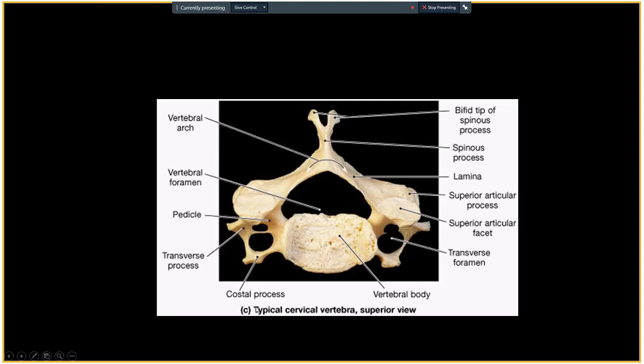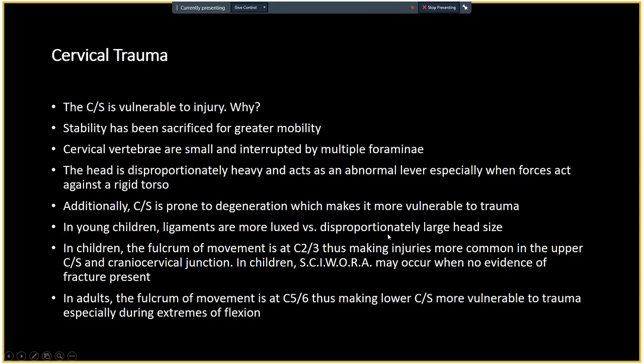Another thing to understand is that apart from a large neurological structure, the spinal cord, which is usually largest in this region, you also have the foramina transversaria that transmit the vertebral arteries. Therefore, potential cervical trauma may also interfere with some of the posterior cerebral circulation. Let's look at cervical trauma.